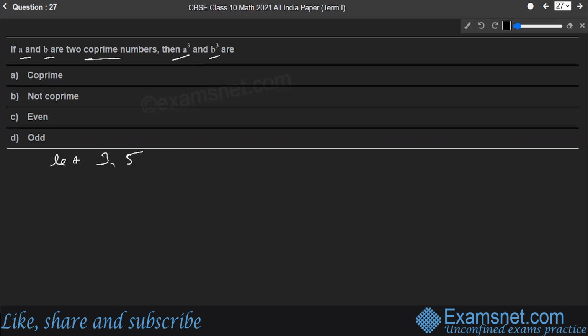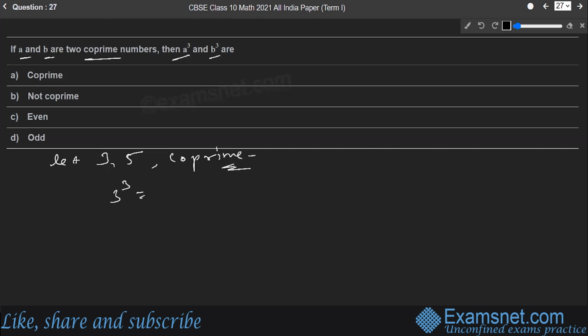Let's take 3 and 5 as the co-prime numbers, because what are co-prime numbers? The numbers which have no common factor other than 1 are called co-prime numbers. So 3 and 5 are perfect co-prime numbers. If 3 and 5 are co-prime numbers, we will verify whether 3 cube and 5 cube are co-prime numbers also.